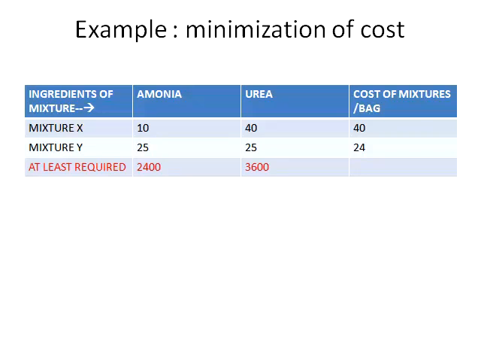In this example, we have been given two types of mixture, X and Y, and the ingredients of this mixture are ammonia and urea, and the cost of the mixture per bag is 40 and 24. Now we come to the main point, which I have not written. It is given in the question that to raise the land's productivity, the minimum requirement of ammonia and urea is 2400 and 3600 kg respectively. So how many bags of mixture X and Y are required to minimize the cost of fertilizers?